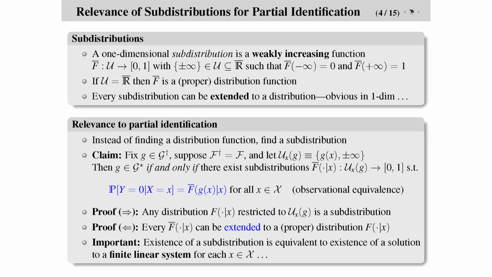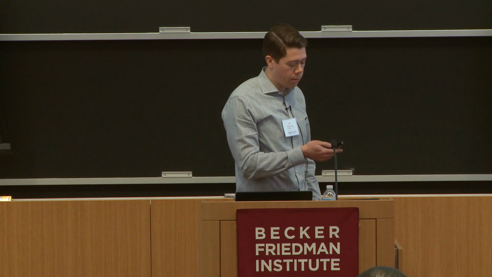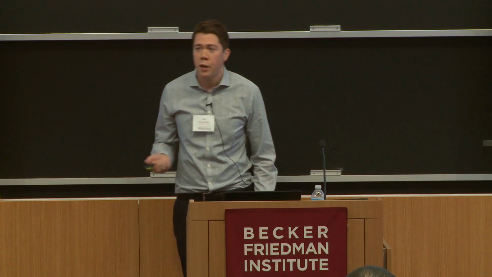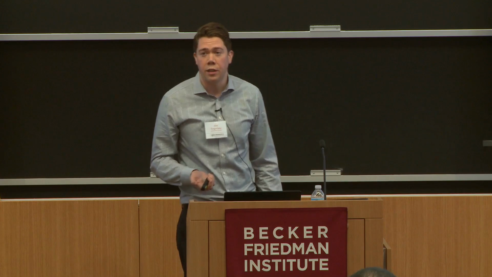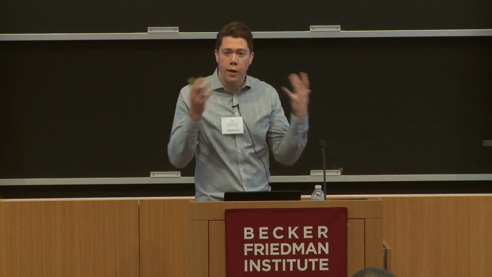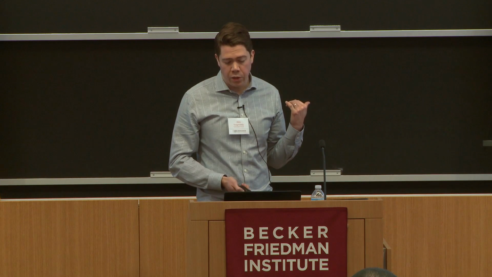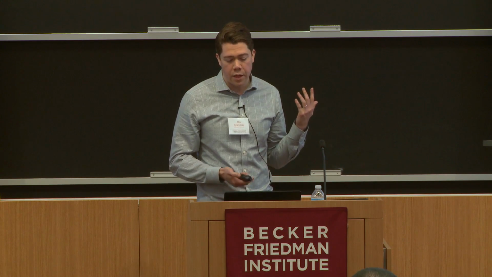Okay, so this is an if and only if characterization, which means this is a sharp characterization of the identified set. Now, importantly to this problem, there's many sharp characterizations of the identified set that you can come up with, and many of them are not very useful because they're not easy to get your head around or implement practically. This one is, and in particular, it's equivalent to solving a finite linear system.